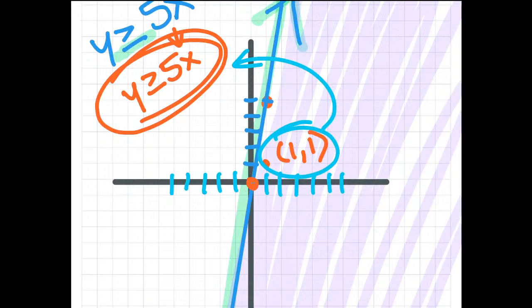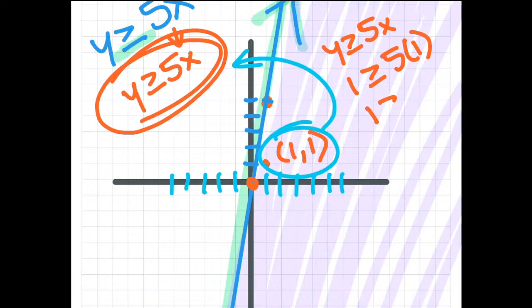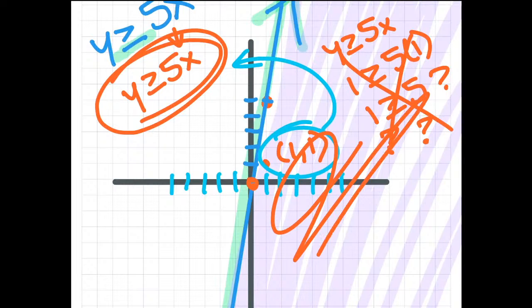Let's find out. Y is greater than or equal to 5x. Let's put in 1 for both y and x because we picked easy. So then 1 is greater than 5 times 1. Therefore, 1 is greater than 5? Question mark? I'm sorry. Did you think 1 was more than 5? Because if it is, give me all your money. I will trade you all my $1 bills for your 5s. This cannot be true. So the answer cannot be over here.